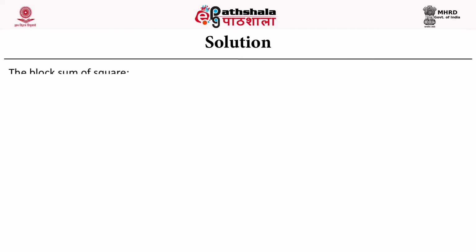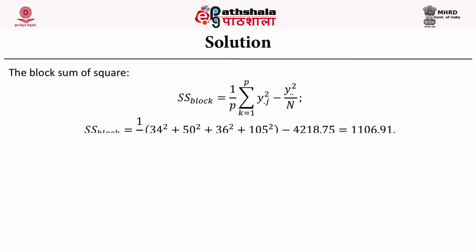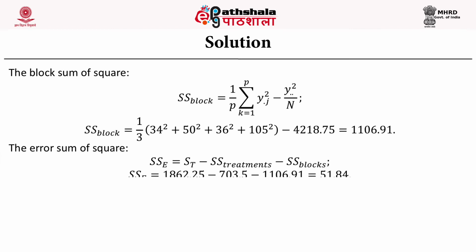Now to find the error sum of squares, we can subtract the treatment sum of squares and the sum of squares of block from the sum of squares of total. We get 1862.25 minus 703.5 minus 1106.91, which comes out to be 51.84.